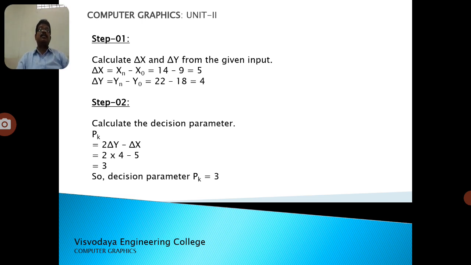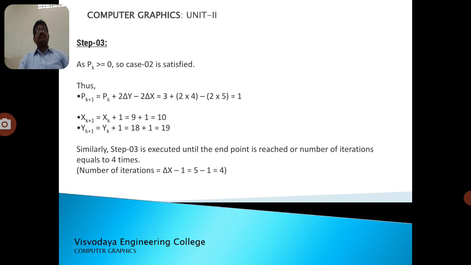And here we calculated the decision parameter pk value. The pk value equals 2 into delta y minus delta x, where delta y equals 4 and delta x equals 5. So the pk value is also derived. Based on the pk value only, we can calculate the next iteration and the next decision parameter. Now you can observe pk is greater than 0. Greater than 0 means we go to the second case for calculating the next decision parameter and the next coordinates.